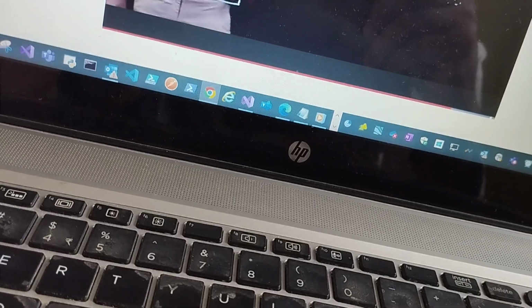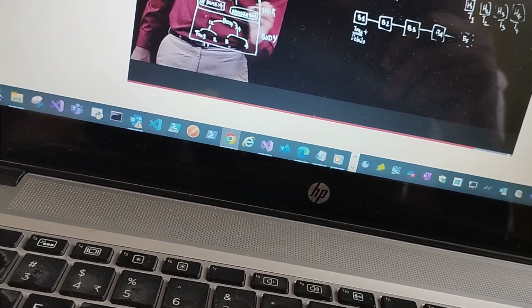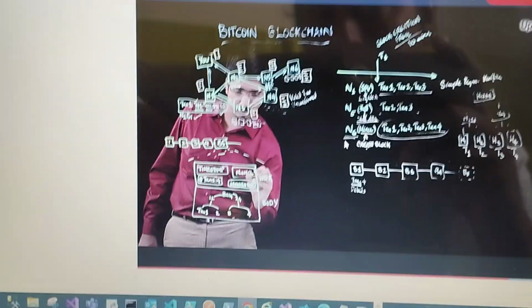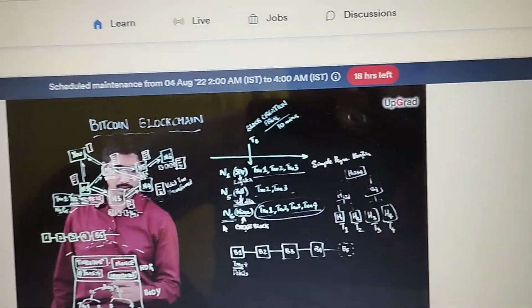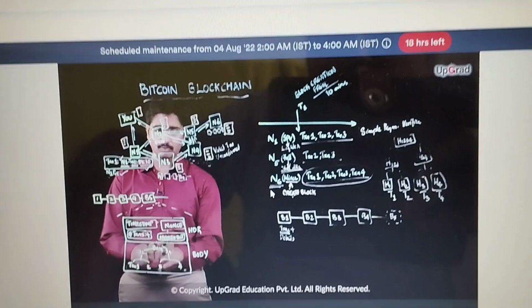Okay, then it will have something called nonce. Now I am coming to what nonce is in a while. Okay, now this is the block structure. This is what block 5 is going to be.